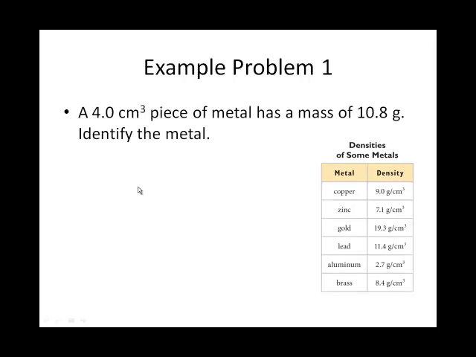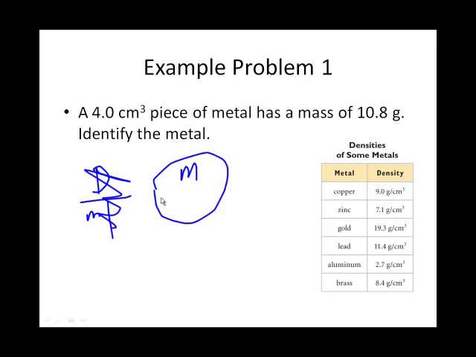Okay, problem 1. Suppose you have a 4.0 centimeter cube piece of metal that has a mass of 10.8 grams. How would you identify the metal? Here's your chart of what the metals could be. Again, knowing the circle, mass equals density times volume, what we could do, since these are densities right here, we can calculate the density, and here's how you use this circle.